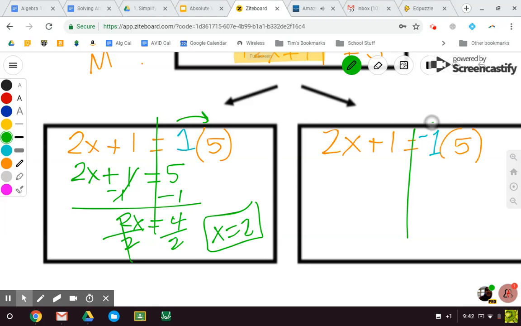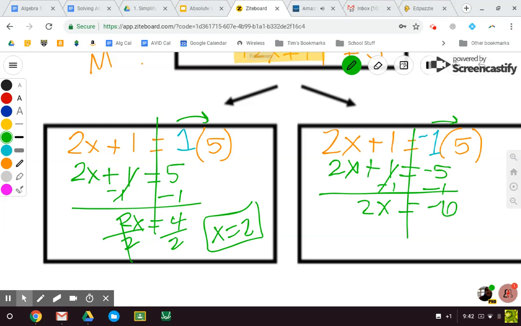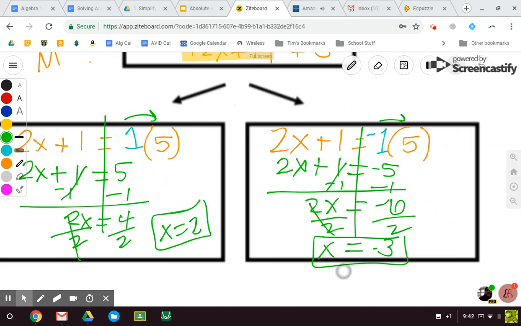Okay, same idea here. Distribute. So we got 2x plus 1 equals -5. I subtract the 1. I got 2x equals -6. Divide by the 2. And I got x equals -3. So my two answers are x equals 2 and x equals -3. Now, last problem.